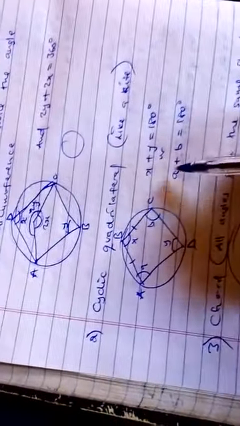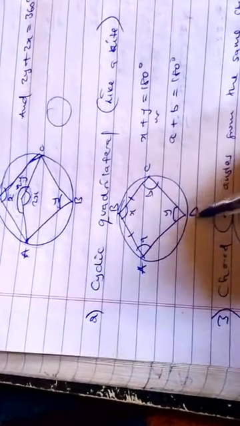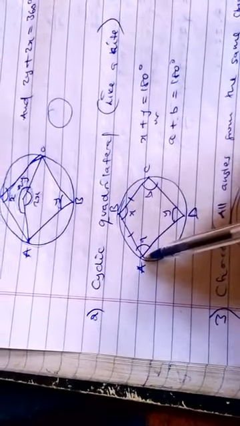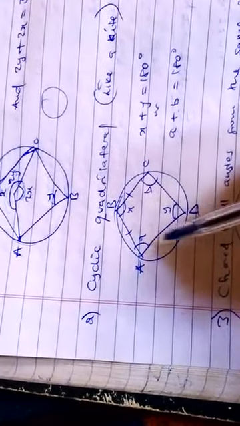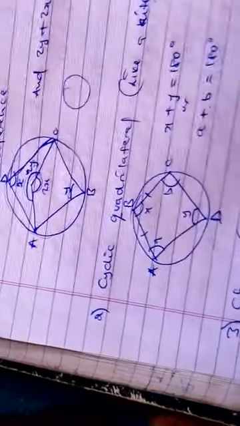So this is a cyclic quadrilateral. These diagonal angles add up to 180. If you add this angle and this angle, it has to give you 180, or this one and that one, they have to add to 180 degrees. So like the scenario which you have, this is how you do it.